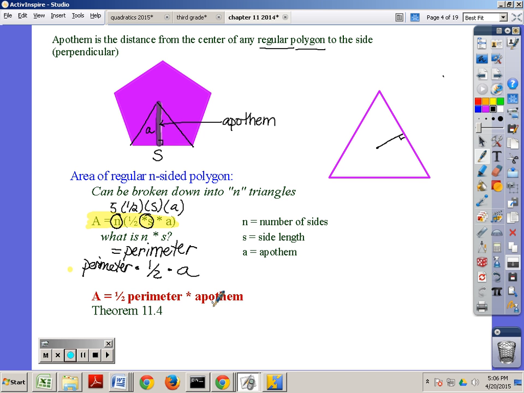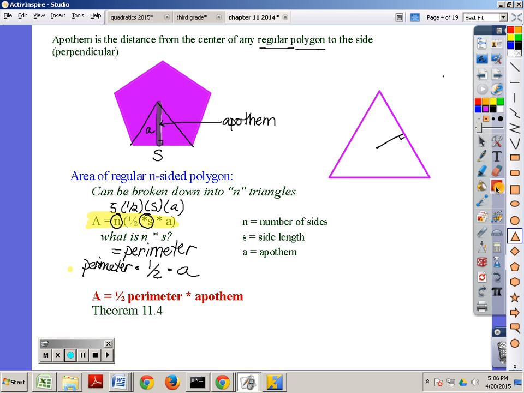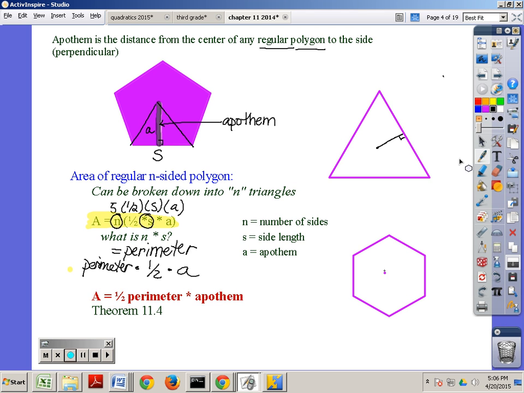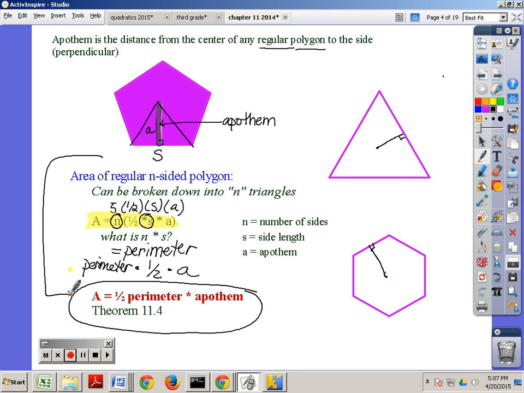So make sure you have pictures of a regular pentagon, or you could even draw a hexagon if you'd like. Draw a hexagon, make sure it's regular, and draw an example of your apothem. So you have to find the center of the shape, and it goes straight out perpendicular. And then make sure you have this formula. This is theorem 11.4, along with this in your notes.